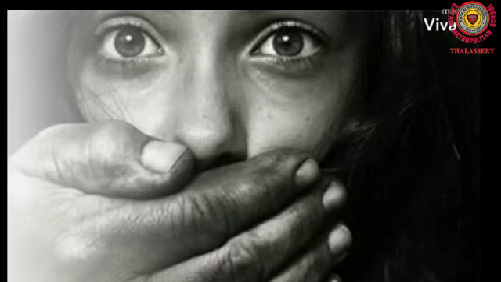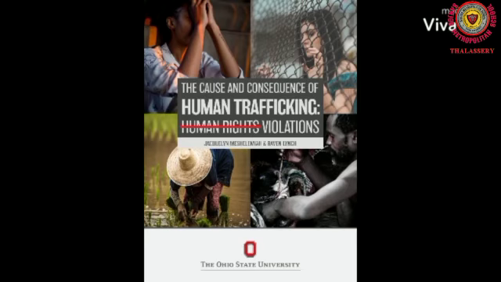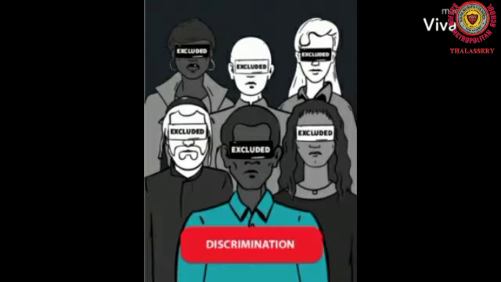Human trafficking is currently one of the largest issues on a global scale as millions of men, women, and children are forced into labor and sexual exploitation. Religious discrimination is also very common in many places around the world.